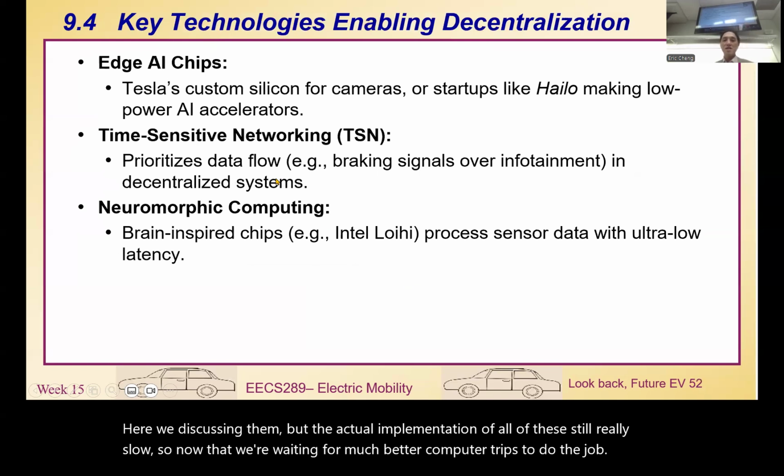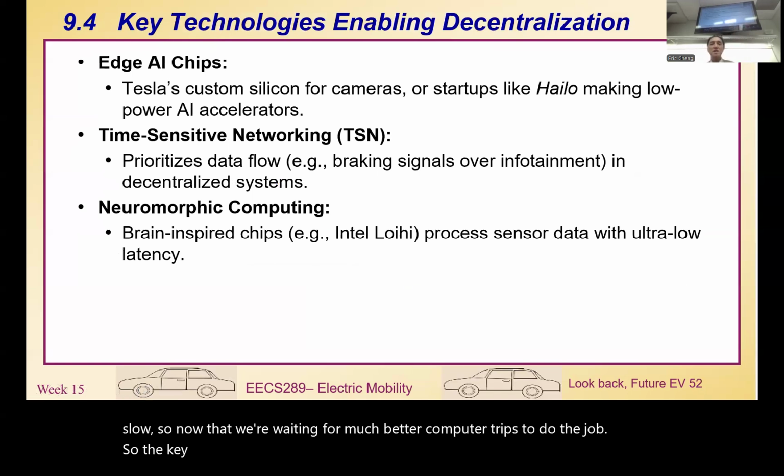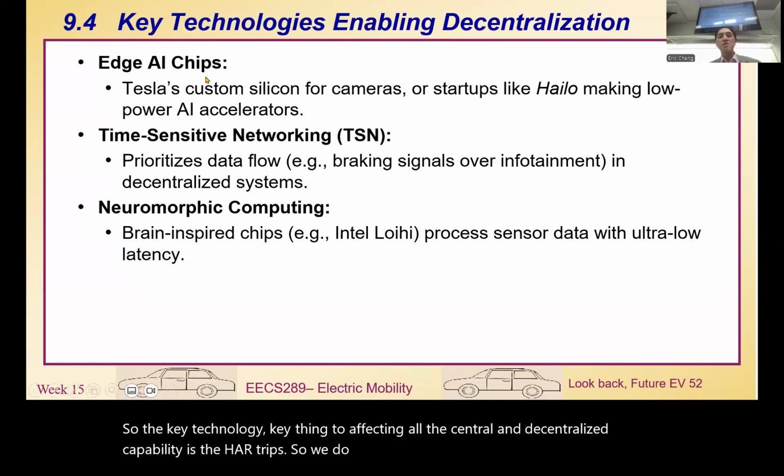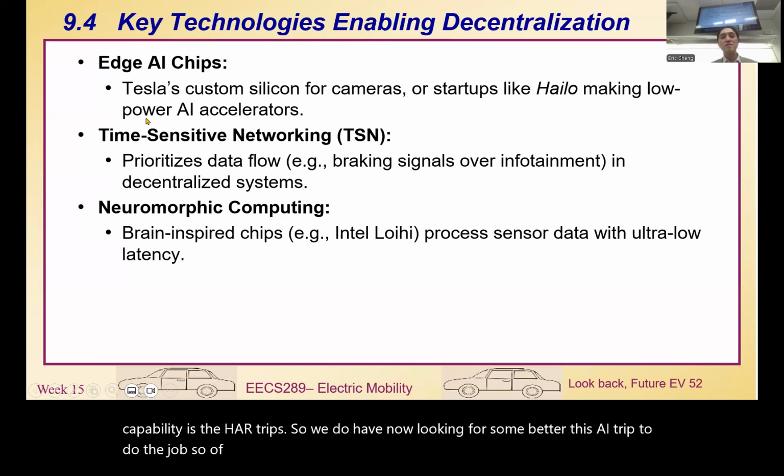So the key technology affecting all the centralized and decentralized capability is the Edge AI chips. We are now looking for better AI chips to do the job. Of course, Hero has been making low power AI accelerators for the Tesla camera to do the job.